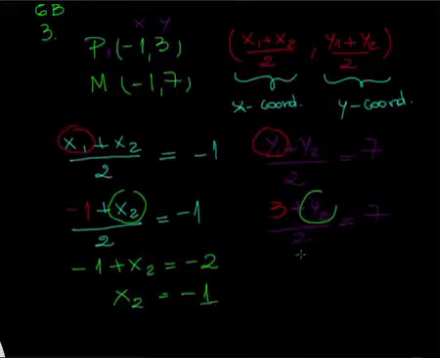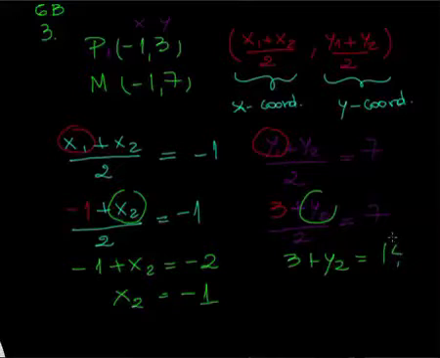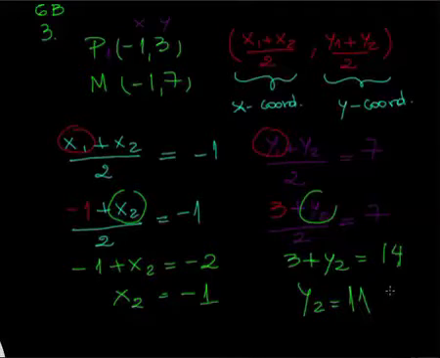Now same steps for y2. So trying to get rid of the 2 by multiplying by 2. So that's 7 times 2 is 14. Then I need to get rid of the 3 by doing -3. So y2 is equal to 14 minus 3, which is 11. Now I know that the second point, let's call it Q, its coordinate will be -1 and 11.